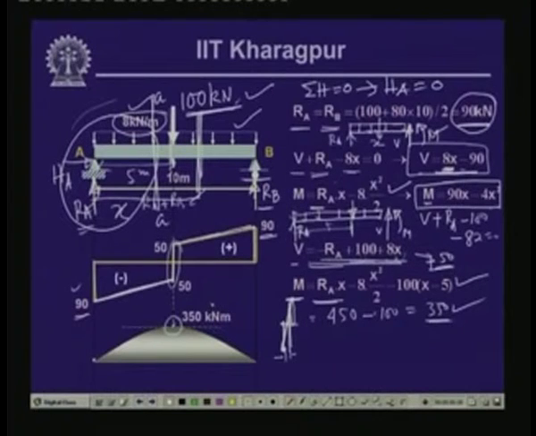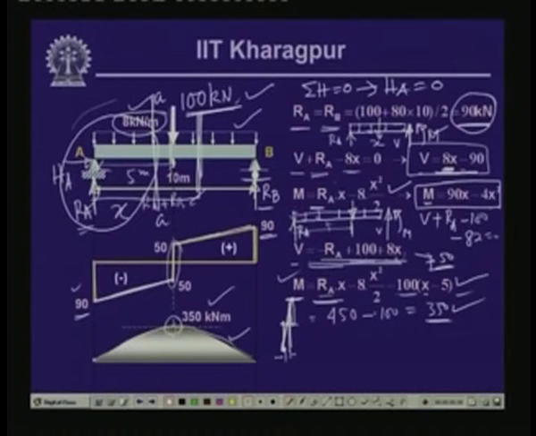So, this is the magnitude of 350 kilonewton meter, and if you compute the bending moment with this expression again, when x is equal to 10 meter, you will find that M is equal to 0. This is 10 minus 5 is 5, this is 500, and this is 10 square, which means 400, and this is 900. So, this gives us 0. And this is a parabolic distribution. So, this is the bending moment diagram for this particular loading.